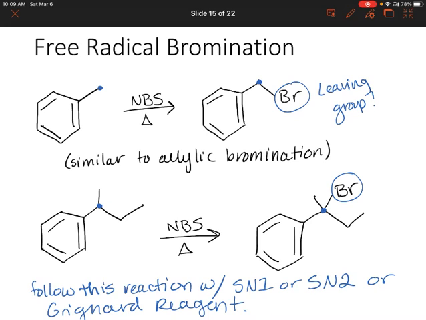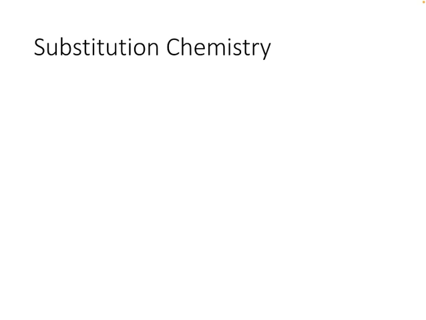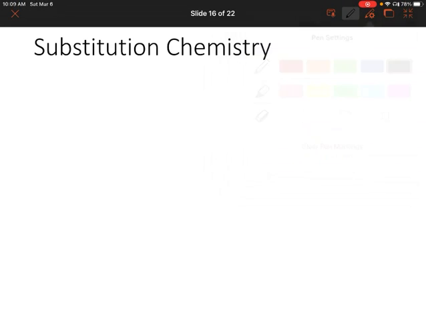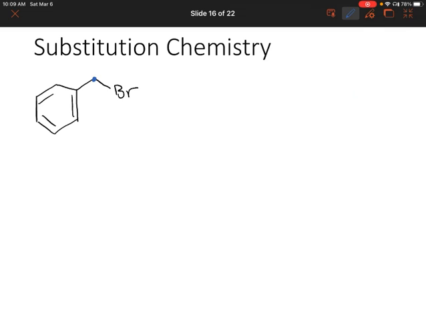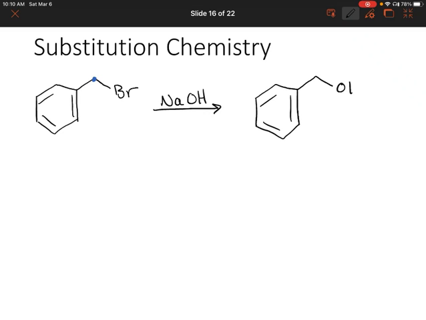Okay, so let's actually talk a little bit about substitution chemistry at the benzylic position. So let's say we performed that radical bromination, so we added a bromine to our benzylic carbon. We could then add sodium hydroxide, and this would give us an alcohol. So would that be SN1 or SN2?